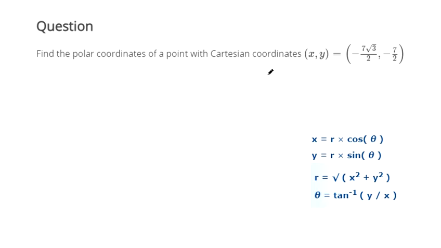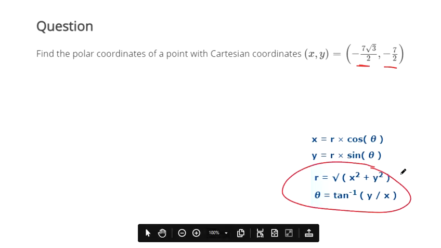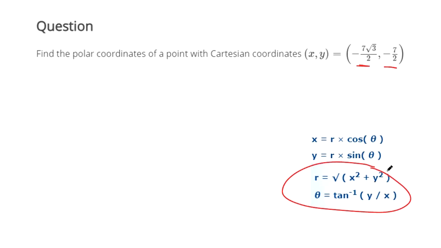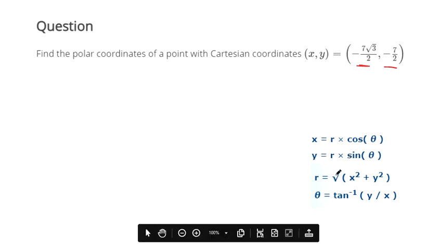So we're asked to find the polar coordinates of a point with Cartesian coordinates. So we have x and y, and we need it as r and theta. You can find r and theta really quickly with these formulas. There are formulas to go from polar to Cartesian, and formulas to go from Cartesian to polar. The two that are going to help us find r and theta are these ones down here.